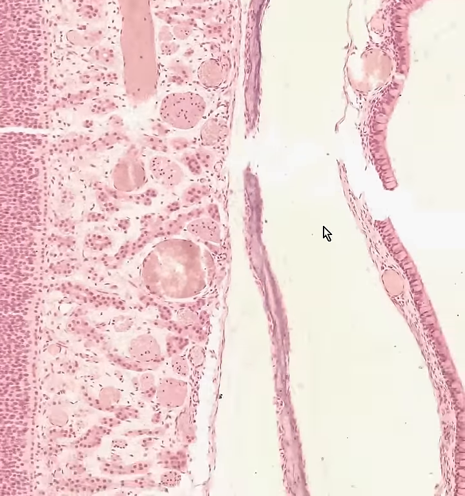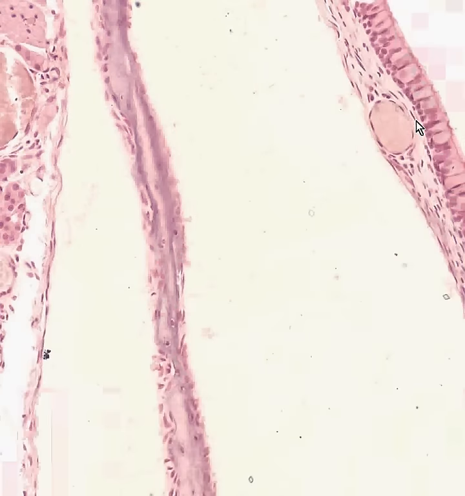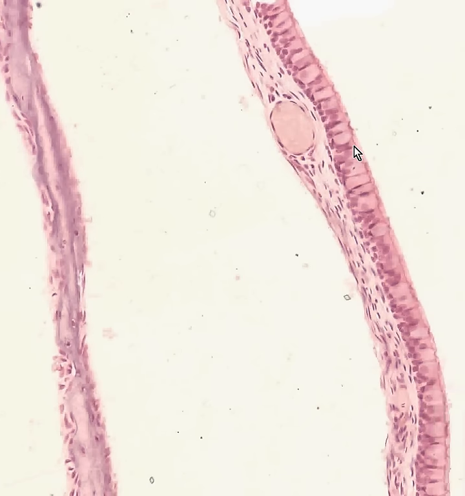Notice in a portion of the nasal cavity, or any portions of the turbinates, in which there is no nerve, in which there is no smell sense taking place, it is just a regular old pseudo-stratified ciliated columnar epithelium with numerous goblet cells. Here are the cilia. Here's 1, 2, 3, 4, 5, 6 goblet cells. And the rest of these are just simply columnar cells.